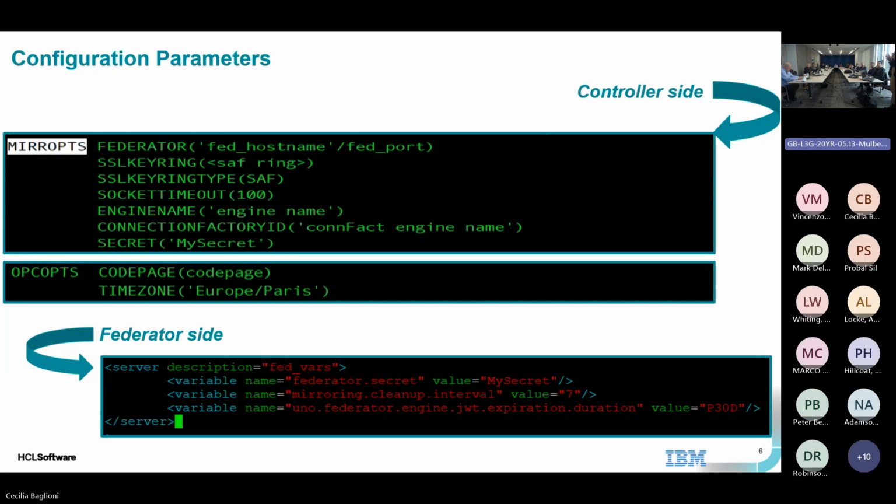The secret is a very important parameter. It is a string, and this string must match the one you specify under the Dynamic Workload Console package in the fedvariables.xml file. So the secret keyword in the controller must match the federator.secret keyword in the console XML file. It is important for the registration phase, when the controller is registered to the federator. Inside the controller, you also need to specify in the OPCOPTS statement the code page and time zone.